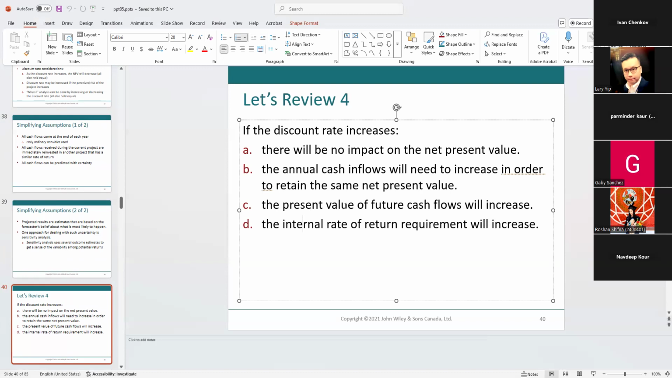If you check, the present value of the future flow will increase if the discount rate increases? We saw that the opposite effect happens: if the discount rate increases, the present value of the future cash flow will actually decrease. So if we eliminate this as wrong, the only correct one becomes B. And let's think about it. If the discount rate increases, the annual cash inflow needs to increase in order to retain the same present value. Let's check if that actually is true.